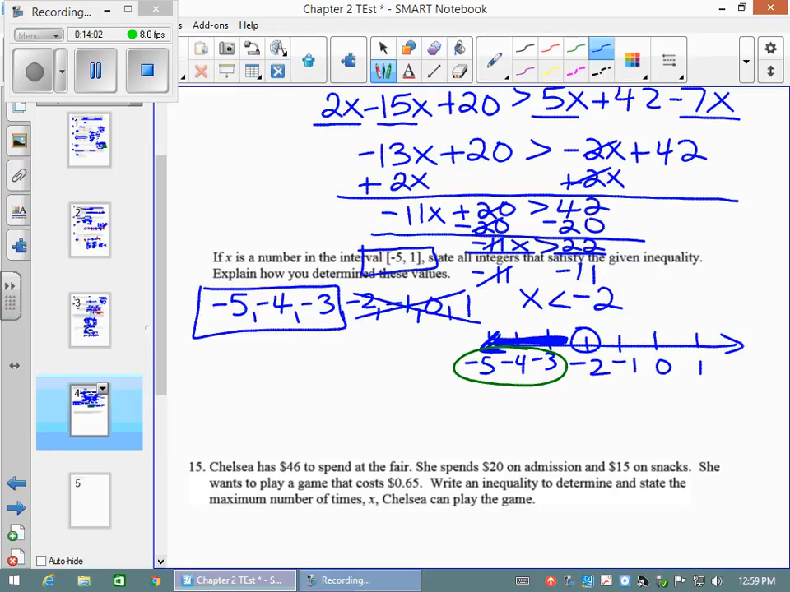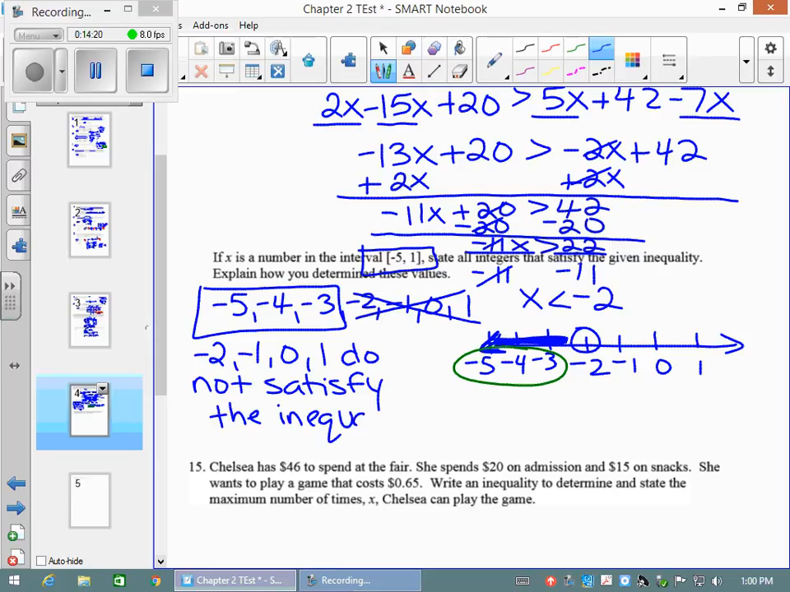And now I want to explain that. So I could just simply say that negative 2, negative 1, 0, and 1 do not satisfy the inequality because they're not less than, I mean, less than negative 2.